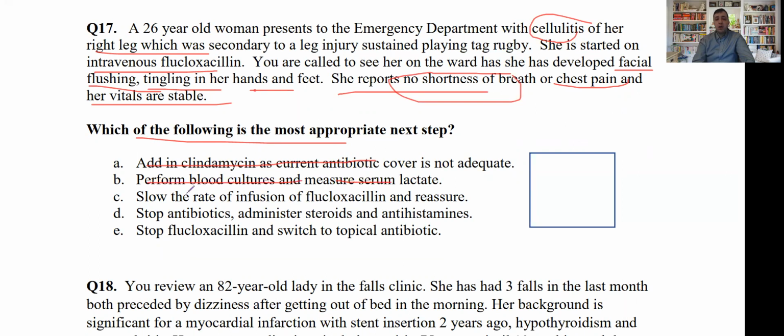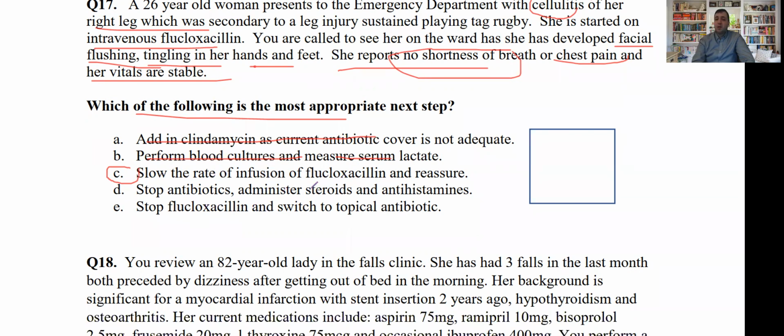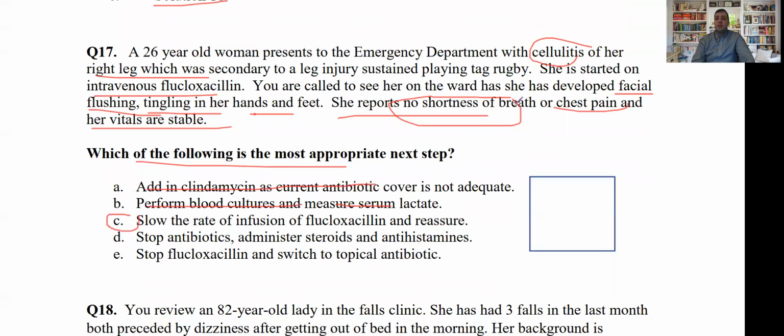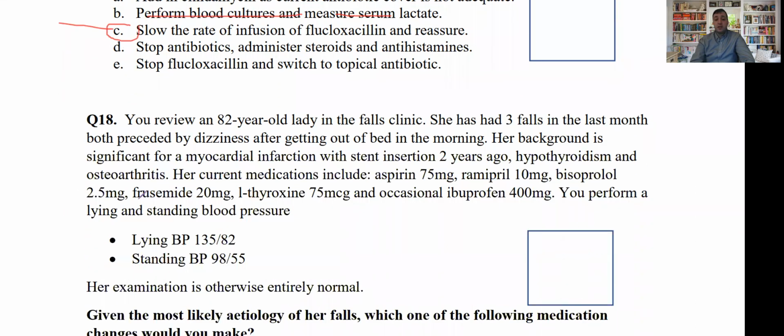This is wrong. Here, slow the rate of infusion of flucloxacillin and reassure. This is the most appropriate answer, I think. Just slow the rate of infusion and reassure. Stop antibiotic and administer steroid and antihistamine. This is wrong, I think, because we don't have features of severe anaphylaxis or severe type 1 hypersensitivity reaction. Stop flucloxacillin and switch to topical. This is wrong. This patient has cellulitis, so antibiotic has to be given intravenously. So this is the most appropriate next step.